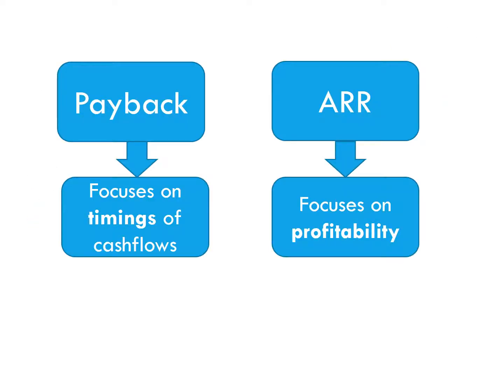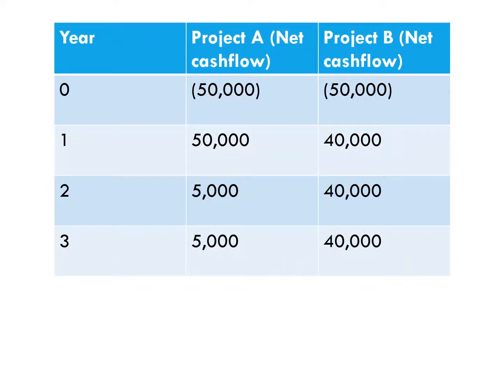So far we've looked at two forms of investment appraisal, payback and ARR, average rate of return. Payback focuses mainly on the timings of cash flows, and average rate of return focuses mainly on the profitability, which can give rise to some problems. For example, if we compare the net cash flows of these two projects and we consider payback as our form of investment appraisal, which project would the payback approach suggest we should go for, project A or project B?